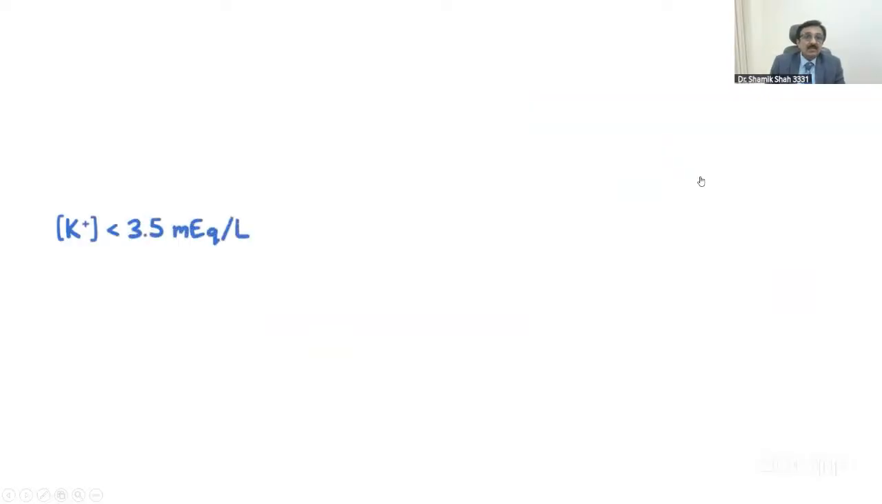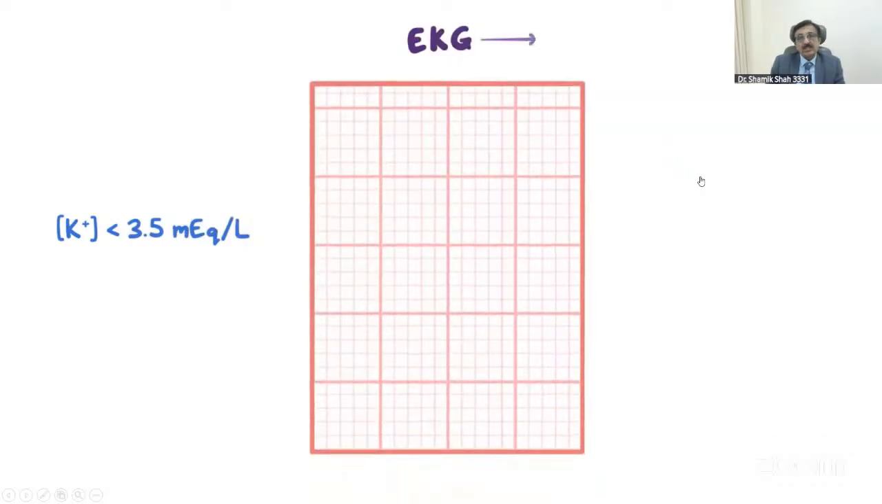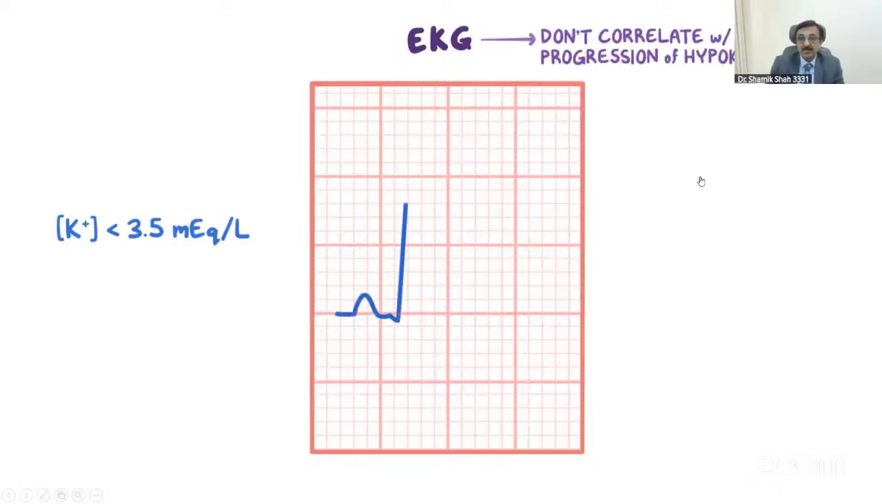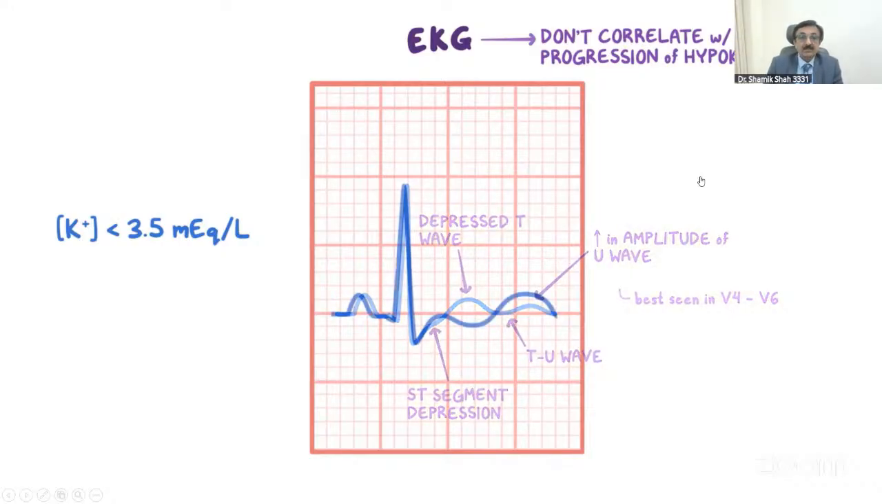Now, when potassium is less than 3.5 milliequivalents per liter, an EKG or ECG should be done as soon as possible. However, the ECG changes don't correlate with the severity and progression of hypokalemia, so we have to be careful. In hypokalemia, we may see ST segment depression, depressed T wave, and increased amplitude of U wave, which is seen in the lateral leads V4 to V6. And sometimes there is a T and U wave combination.